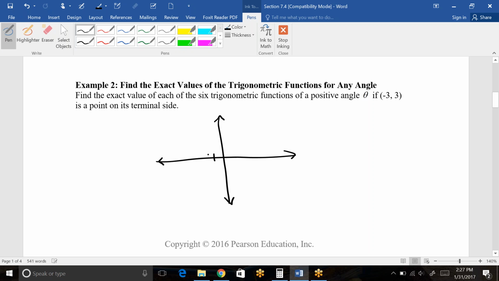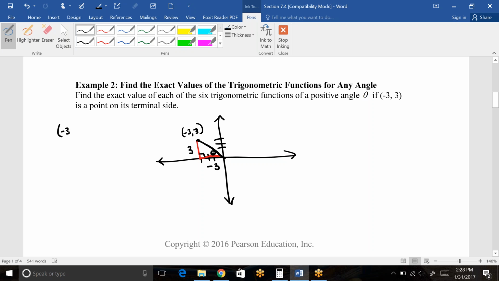Okay, so negative 3 is left 3 and then up 3. Make a triangle out of that. These are the legs, they have to do with the point. This is the hypotenuse. There's my right angle, and there is my theta. It's my reference angle. So for this one, we have to look at the point, which is negative 3, 3. Negative 3 relates to the x-axis, so this is negative 3, this is positive 3.